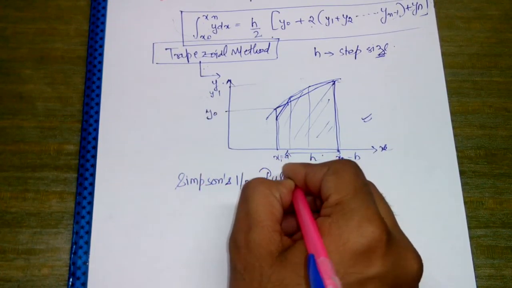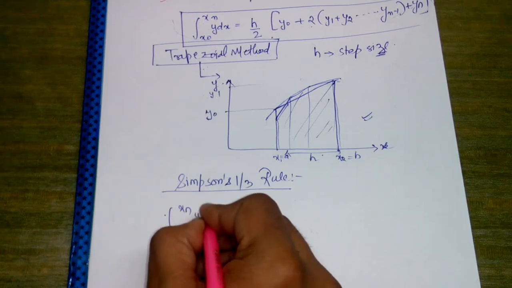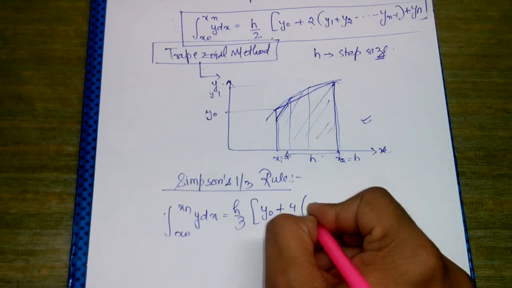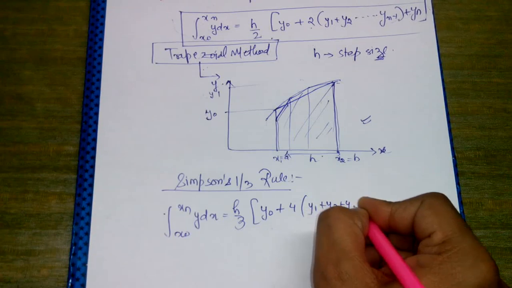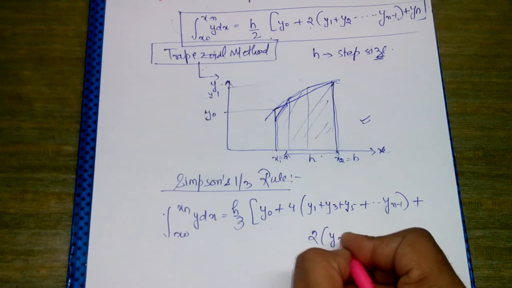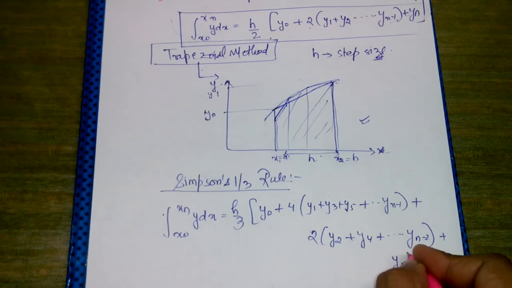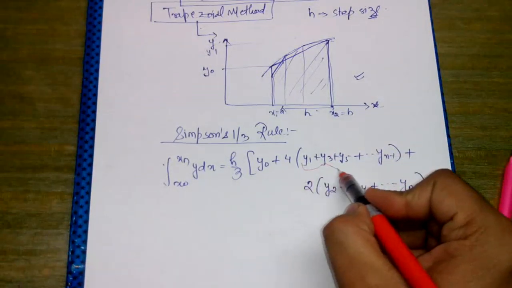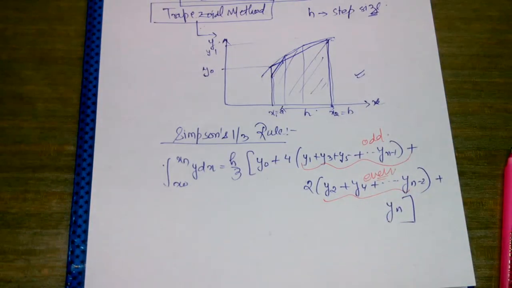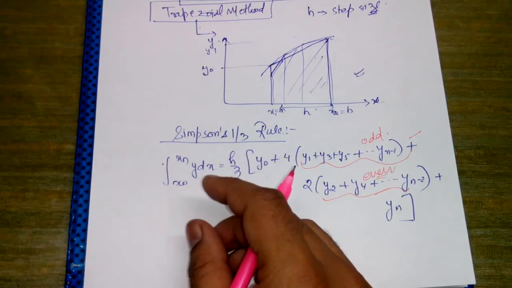Now next we have Simpson's 1/3 rule. In Simpson's 1/3 rule, the formula is integral from x0 to xn of y dx equals h by 3 times y0 plus 4 times (y1 plus y3 plus y5 up till y of n minus 1) plus 2 times (y2 plus y4 up till y of n minus 2) plus y of n. So 4 times comes with the odd values, and 2 comes with the even values. This is our Simpson's 1/3 rule.